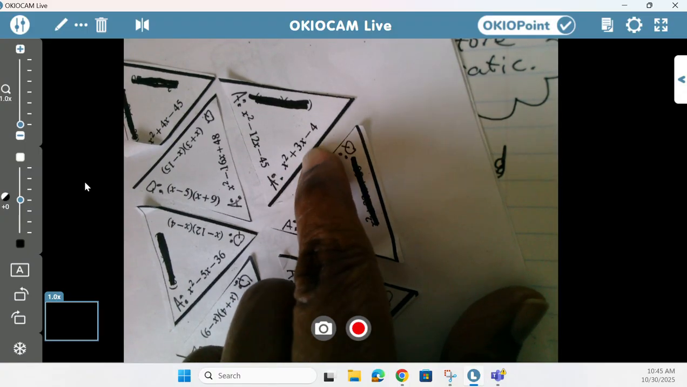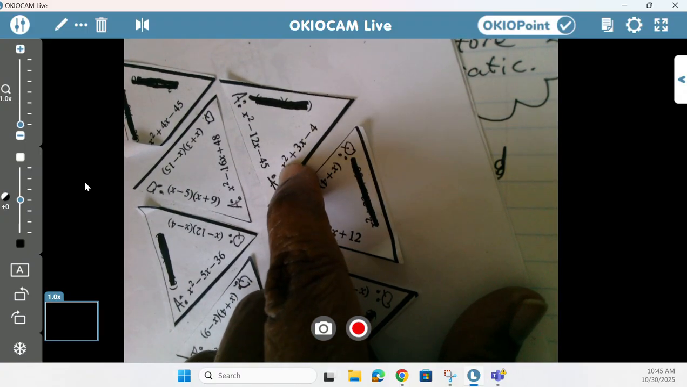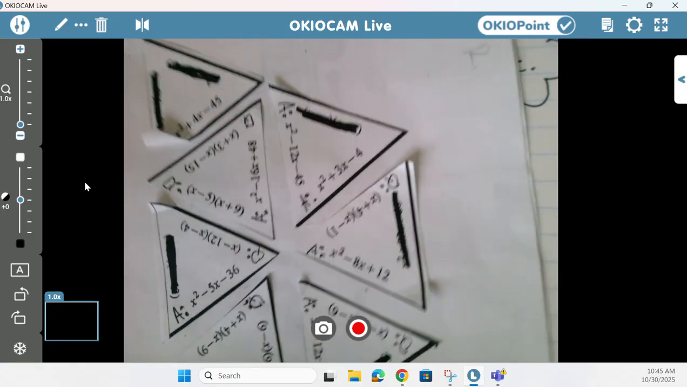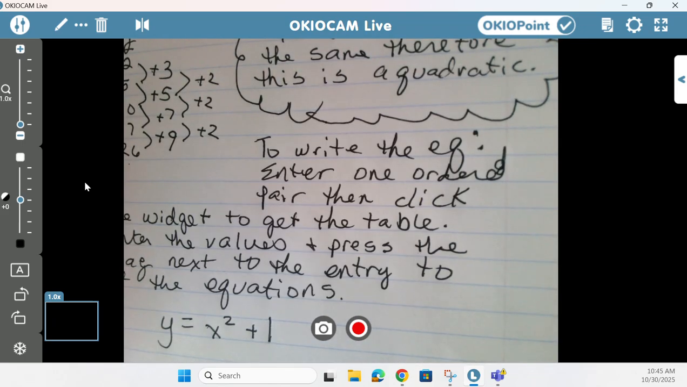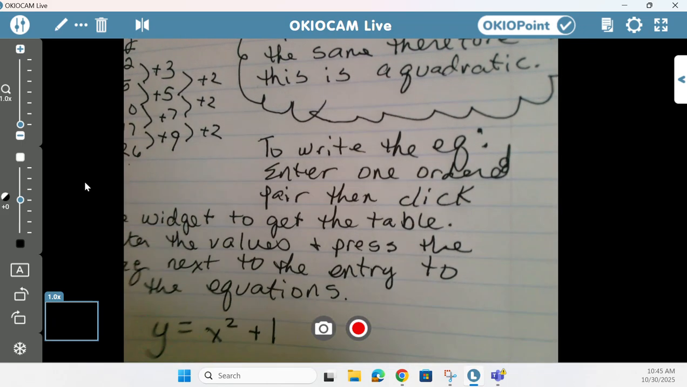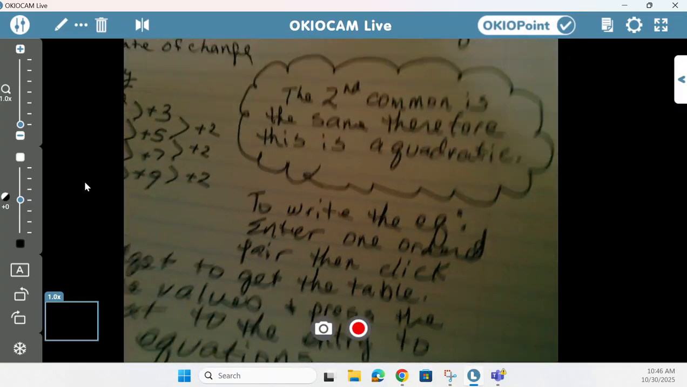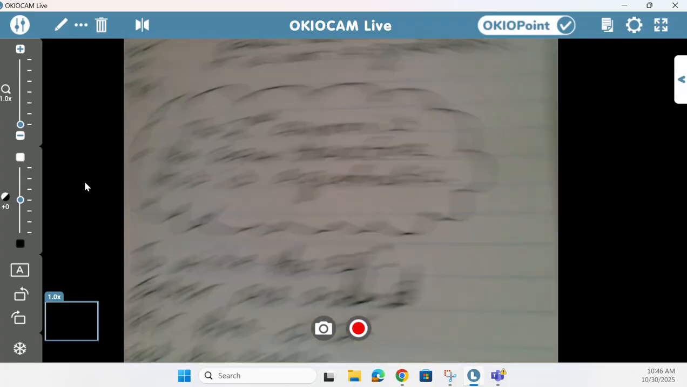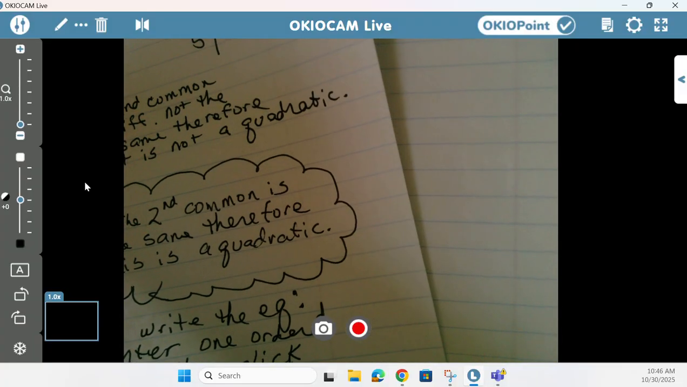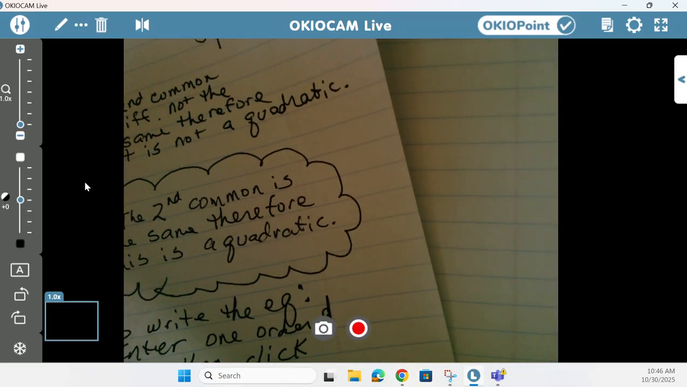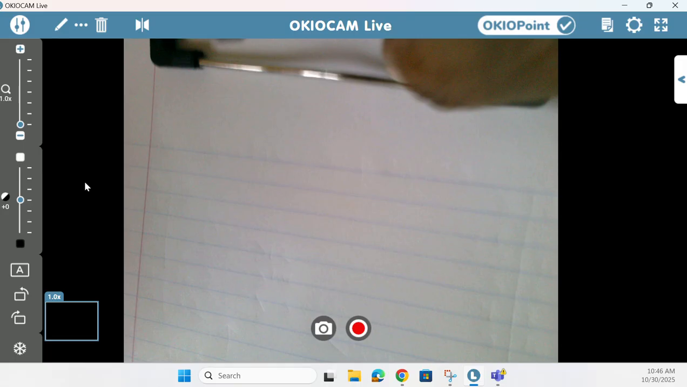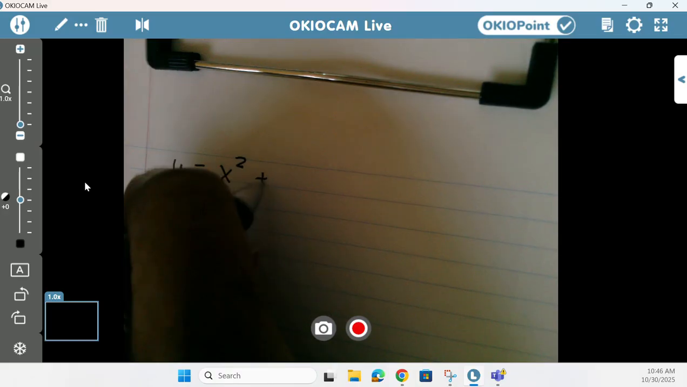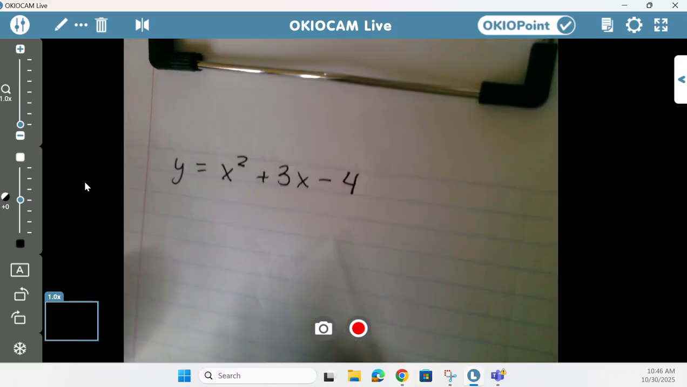Please write down this equation. Y equals x squared plus 3x minus 4. Y equals x squared plus 3x minus 4. Write it down. What I said: y equals x squared plus 3x minus 4.